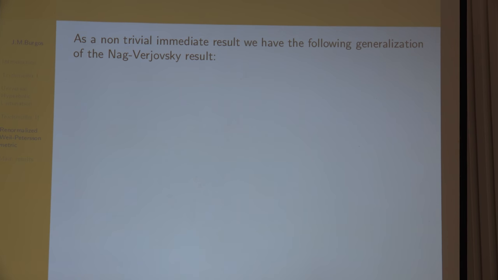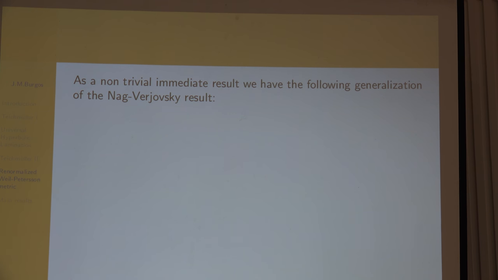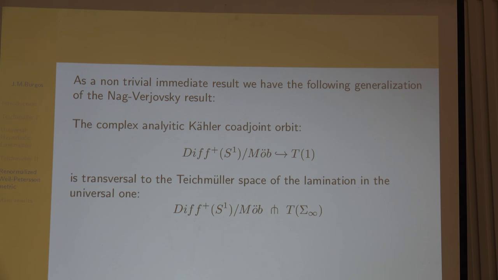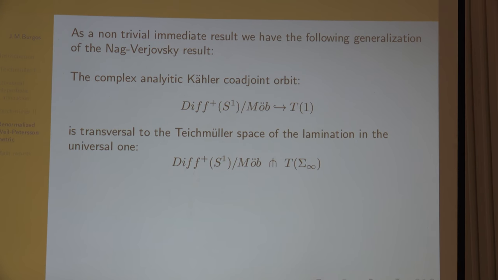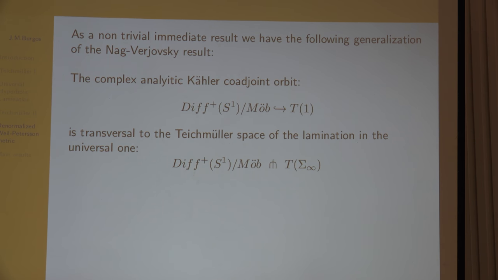As a non-trivial immediate result of that construction, we have a generalization of the Nag-Verjovsky embedding. Consider the complex analytic quadjoint orbit, and it's a theorem that it embeds holomorphically and Kähler isometrically in the universal Teichmüller space, and it generalizes the previous result that it is transversal to the Teichmüller space of the lamination.